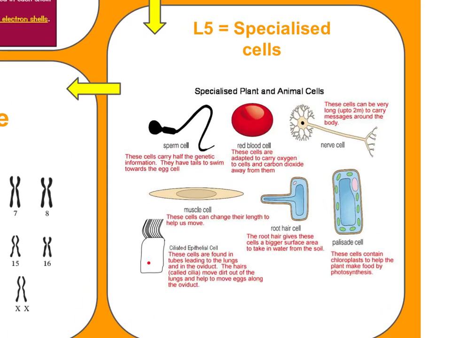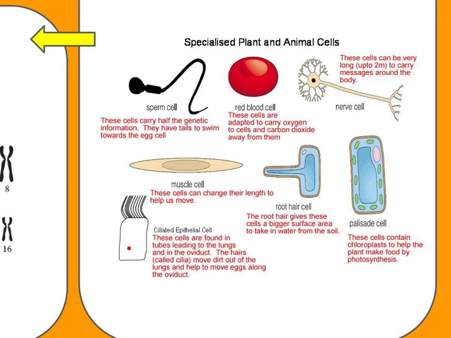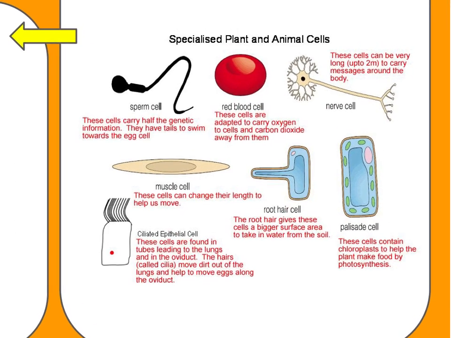Specialized cells then are cells adapted to their specific function. So here's a couple to read through. We've got sperm cell. Red blood cells and nerve cells are all examples of specialized cells, and each one of these will be adapted in a special way for its job. And I'll just leave that up a second, pause the video if you want to have a read through.